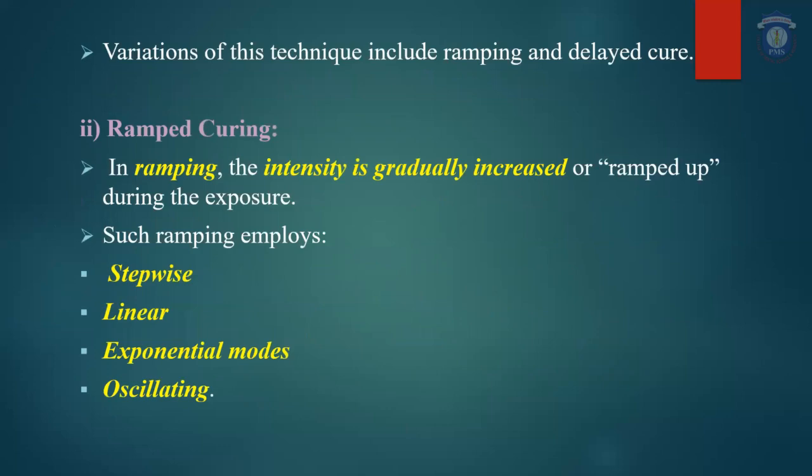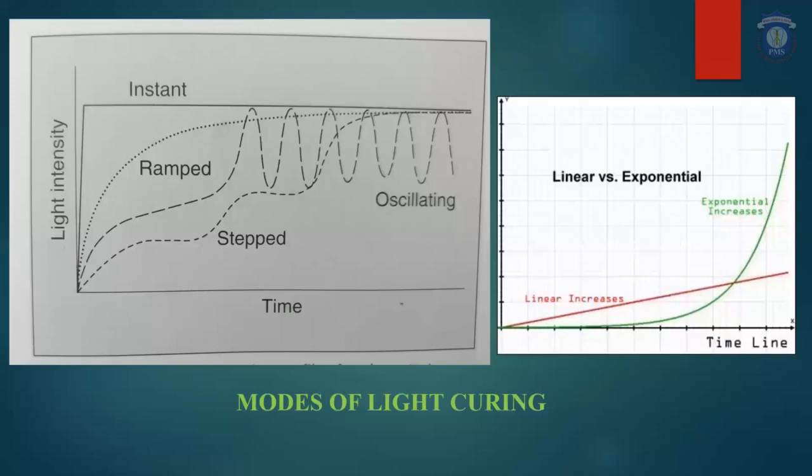So the variations of this technique include rammed curing and delayed curing. The basic principle is you begin with low intensity and finish with high intensity. What do you mean by rammed curing? In ramming, the intensity is gradually increased or ramped up during the exposure. And this can be done in a stepwise manner, in a linear manner, in an exponential mode, or in an oscillating mode.